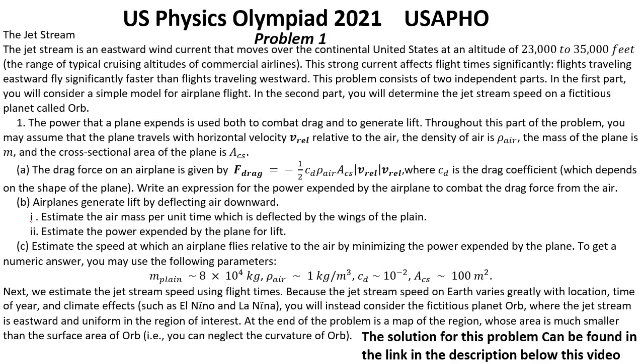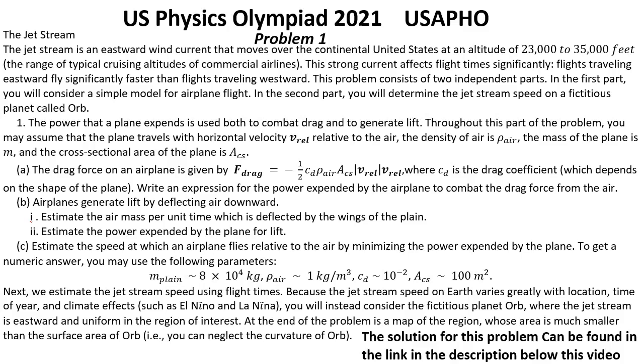Question A. The drag force on an airplane is given by F drag equals minus 1/2 CD rho air ACS multiplied by the absolute value of v-rel and multiplied by vector v-rel, where CD is the drag coefficient, which depends on the shape of the plane. Write an expression for the power expended by the airplane to combat the drag force from the air. Question B. Airplanes generate lift by deflecting air downward.